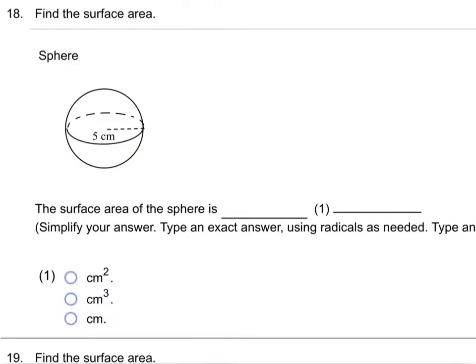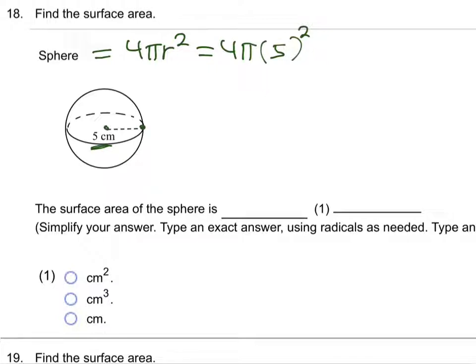On to number 18. Find the surface area of a sphere. Well, the surface area for a sphere, the formula is 4 pi r squared. You just need to have that in your notes when you take the exam. So it's going to be 4 pi, and what's the radius? That is the 5 here, squared. That is the radius, because that goes from the middle to the edge.